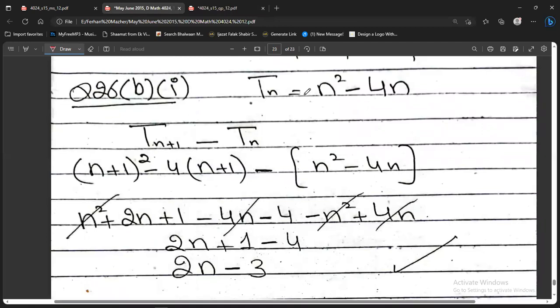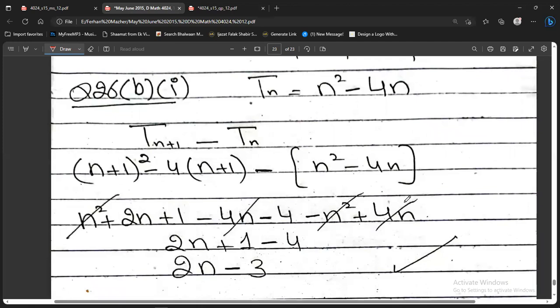In this formula, wherever the n is, you just put n + 1. So (n + 1)² − 4(n + 1) − (n² − 4n). So I will open this. This is (a + b)². It will become a² + 2ab + b². So it will be n² + 2n + 1, minus 4n minus 4, minus n² plus 4n.